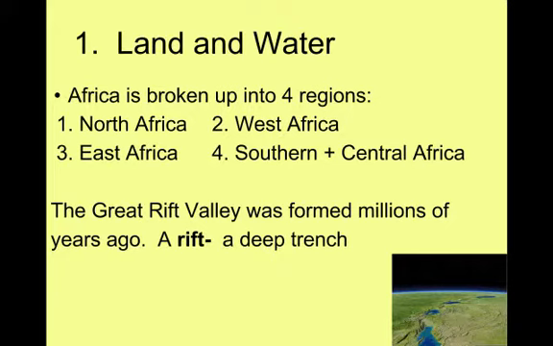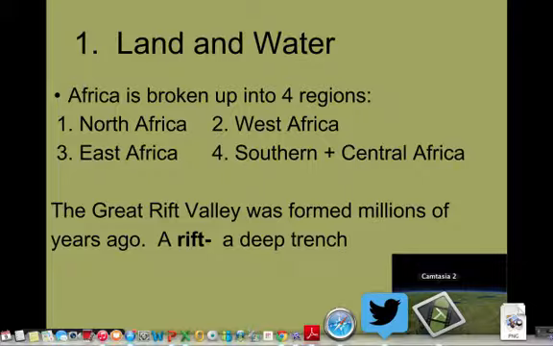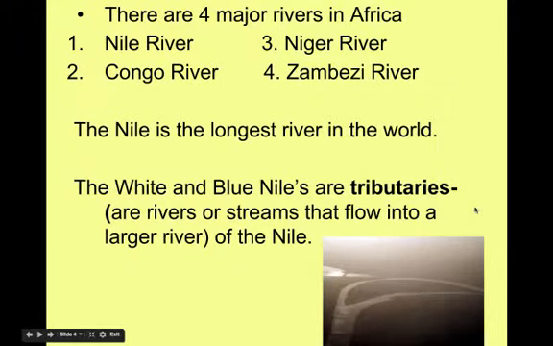A rift is just a deep trench or a crack in the earth, and you can see that right in these pictures here. Now there are four major rivers in Africa: the Nile, which is located in northeast Africa, the Niger, which is located in West Africa, the Congo, which is located in the center of Africa, and the Zambezi River, which is in southern Africa. The Nile is considered the longest in the world, and the White and Blue are parts of the Nile that are tributaries. The tributaries are streams that flow into the Nile, and then they empty at the Nile Delta by the Mediterranean Sea.